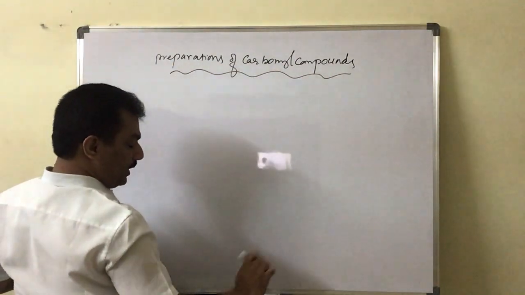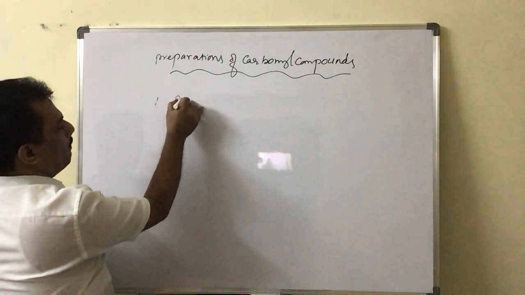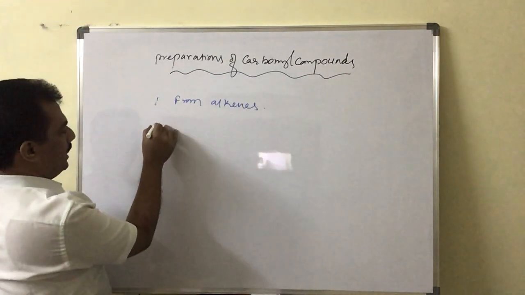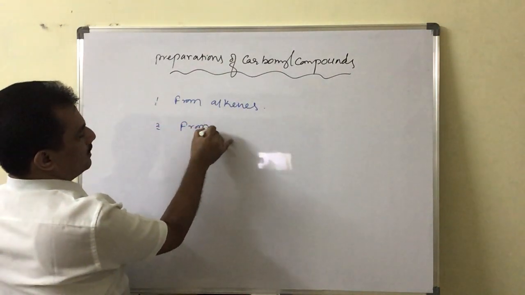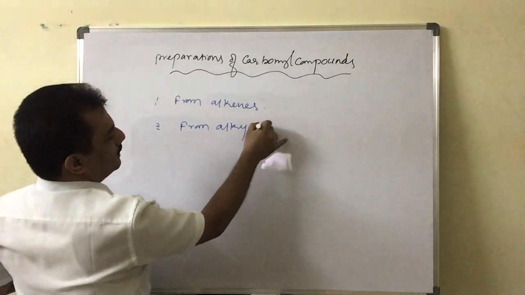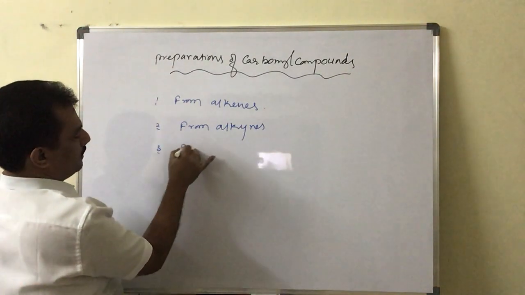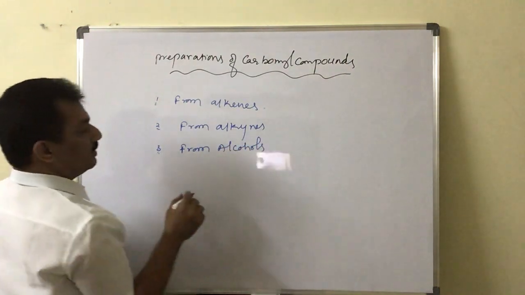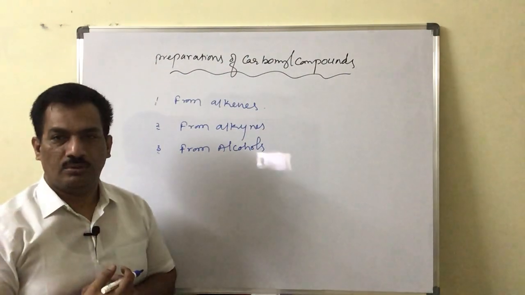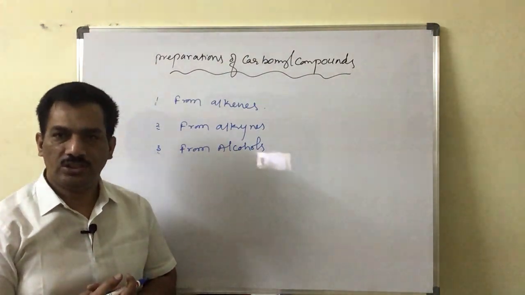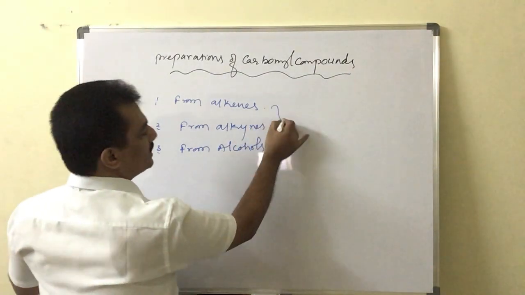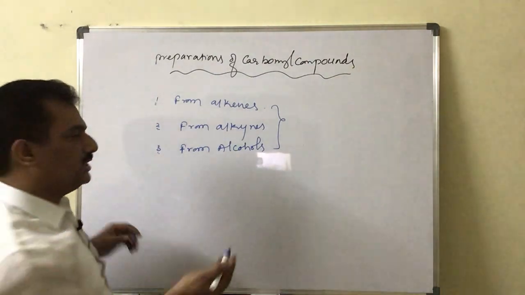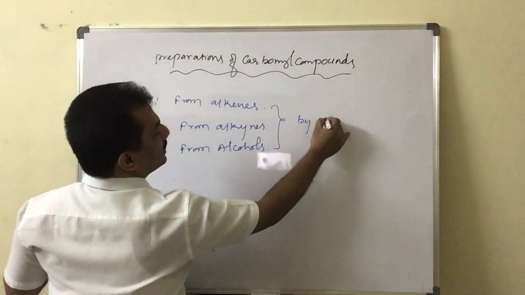They are prepared from alkenes, and next from alkynes, and from alcohols. If you observe, all these are preceding the carbonyl group in our homologous series sequence, is it not? And thereby from all these different compounds, by what process can we convert them into carbonyl compounds? It is by oxidations.